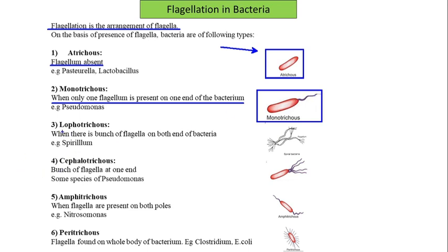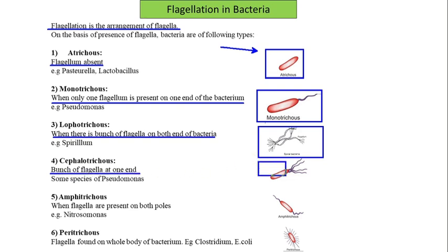The next category is Lophotrichous. So if flagella are present in a bundle on both sides of the bacteria, then we call it Lophotrichous, like in this case. Third is Cephalotrichous. Cephalotrichous means a bunch of flagella at one end. So there are a lot of flagella, but they are only on one end, like in Pseudomonas.